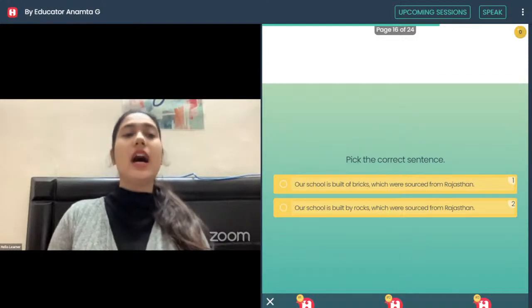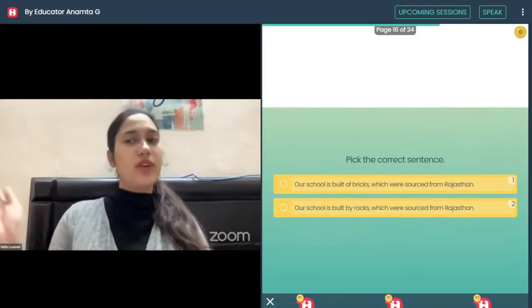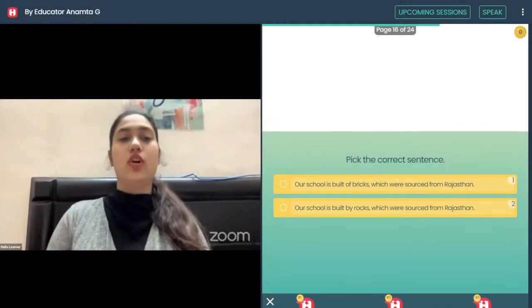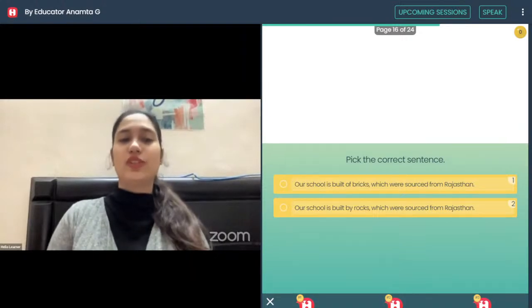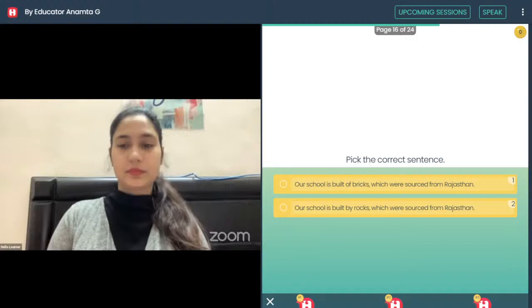Pick the correct sentence. Our school is built of bricks which were sourced from Rajasthan, or our school is built by bricks. Oh, sorry, rocks. By rocks which were sourced from Rajasthan. Very easy.